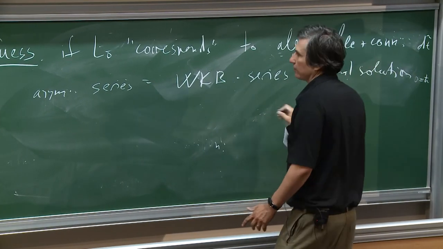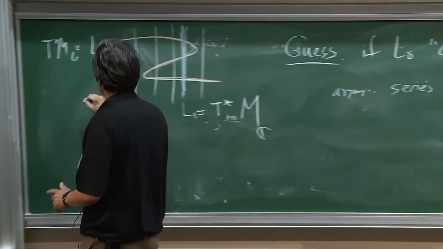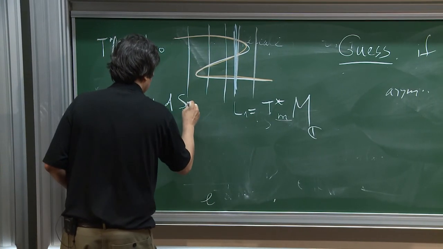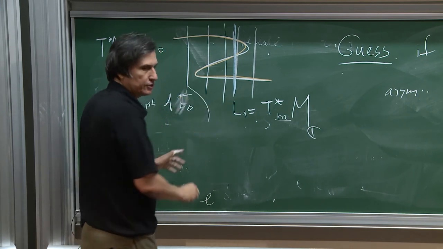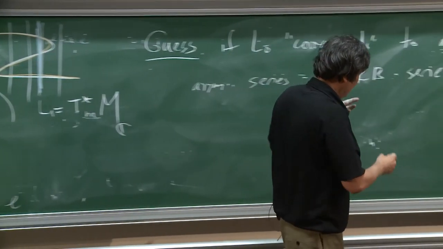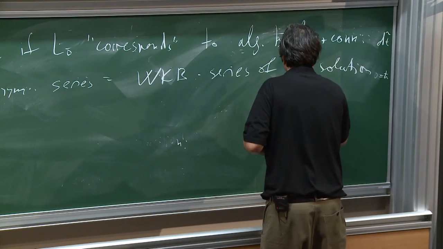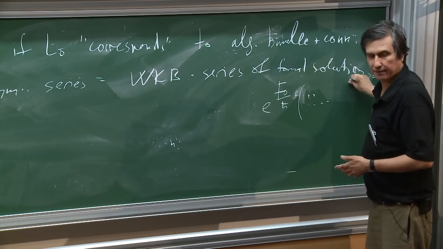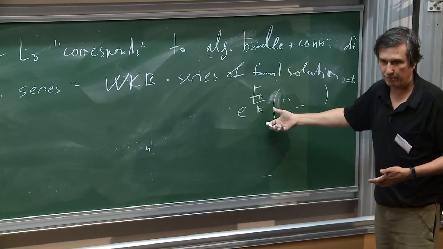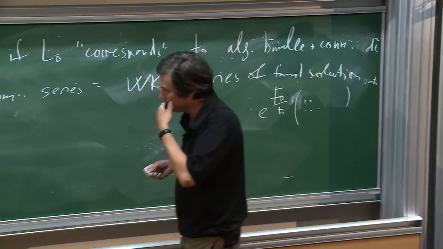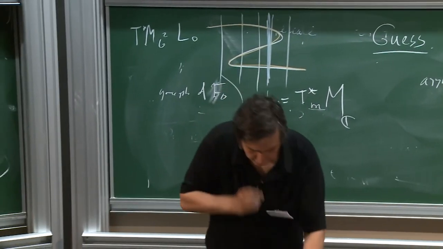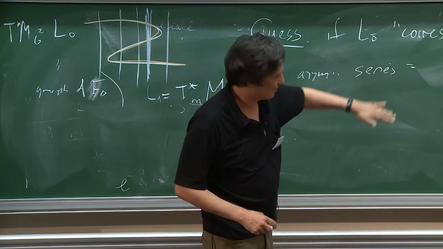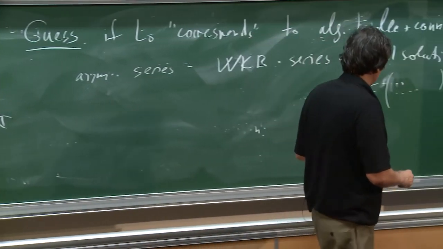Which you write like this. L0, it's the graph of differential, the graph of d, maybe called F0, some multivalued function. And then you write a solution, you remove this main term and you get an asymptotic series in h bar. Now, that's something which with Jan is part of a general project we have with Jan on wall crossing. And what is going on?